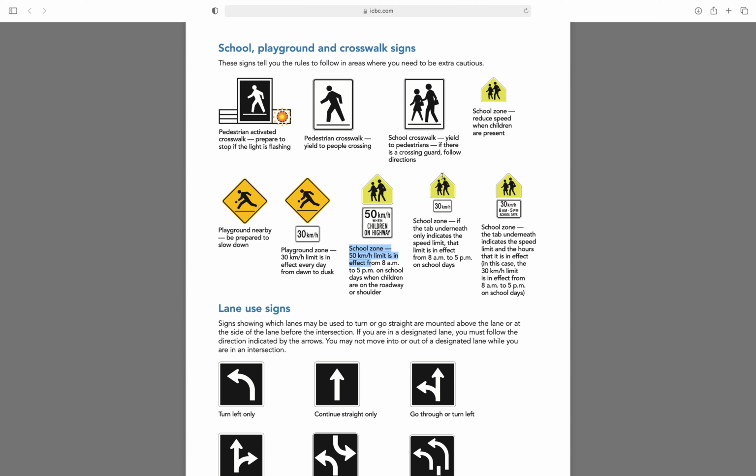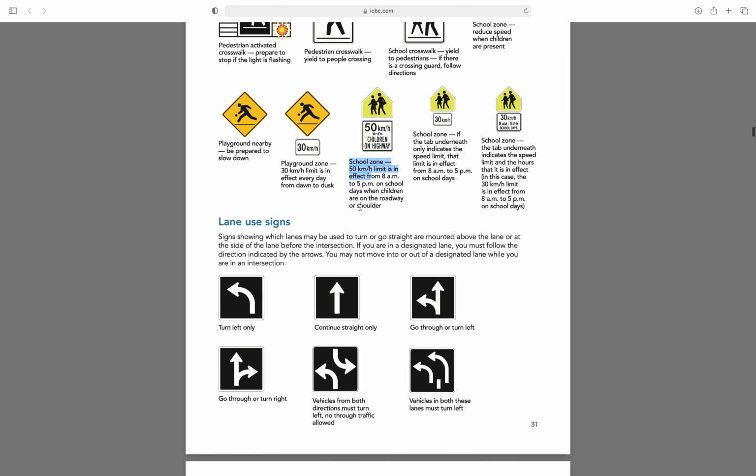More commonly, you're going to see this guy or this guy. And again, if it has the speed, you have to slow down to that speed. But if it doesn't have the speed, then you just want to be cautious. And most people will still slow down to 30. But yeah, basically, if it has the speed posted, you have to go that speed.